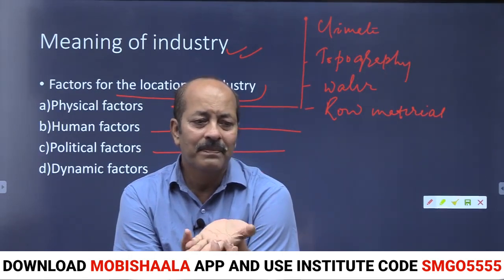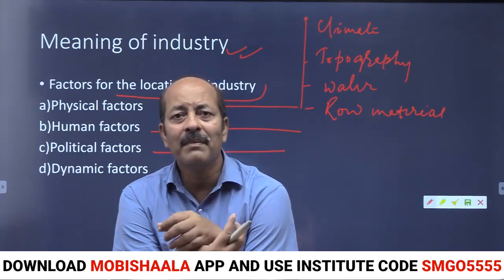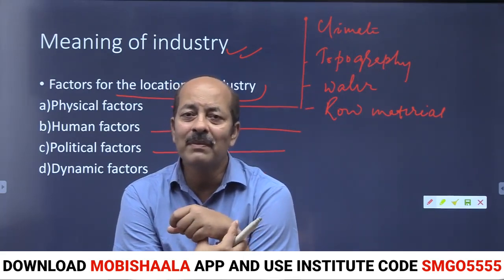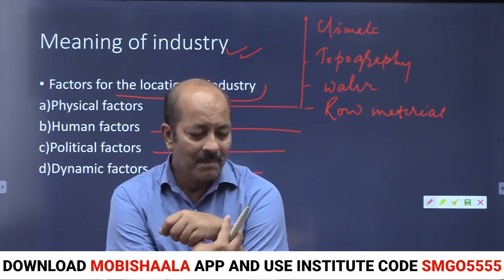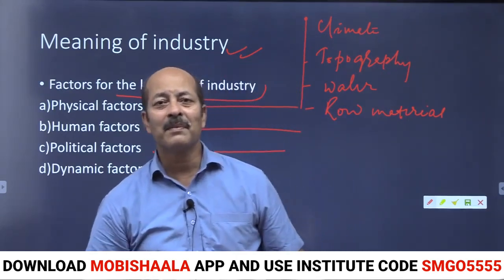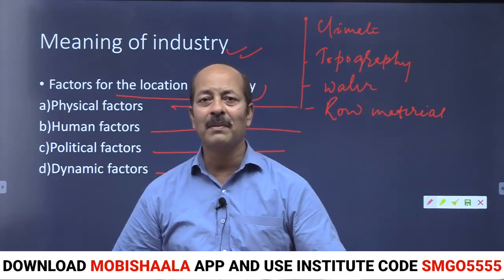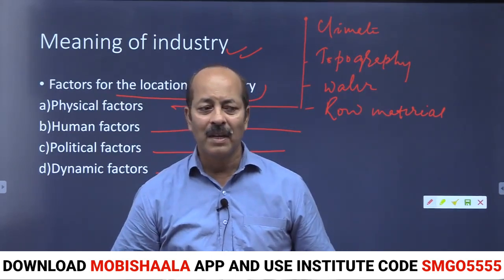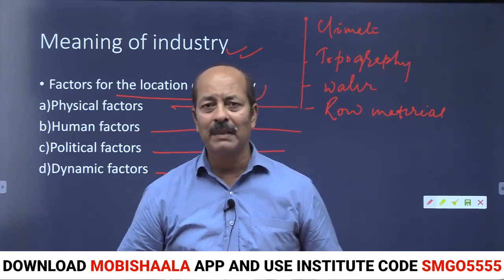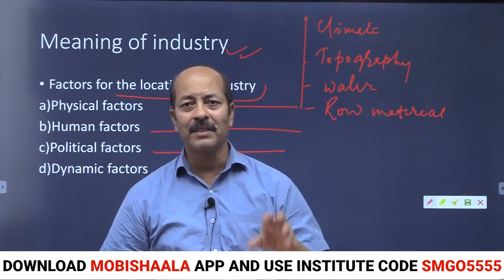So Maharashtra and Gujarat in the coastal area have a large number of cotton textile industries due to favorable climate. I hope you understand this area. The favorable climate condition attracts industries.